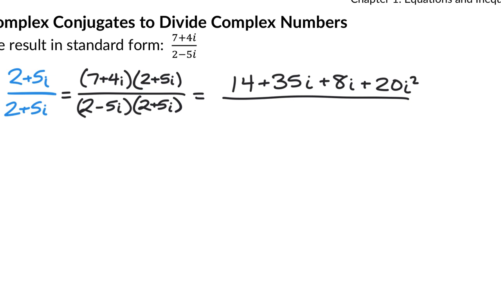We can do the same thing on the bottom. You double distribute if you don't see the pattern. However, this is a difference of two squares pattern. So I square the first thing. 2 squared is 4. 5 squared is 25. i squared is i squared.